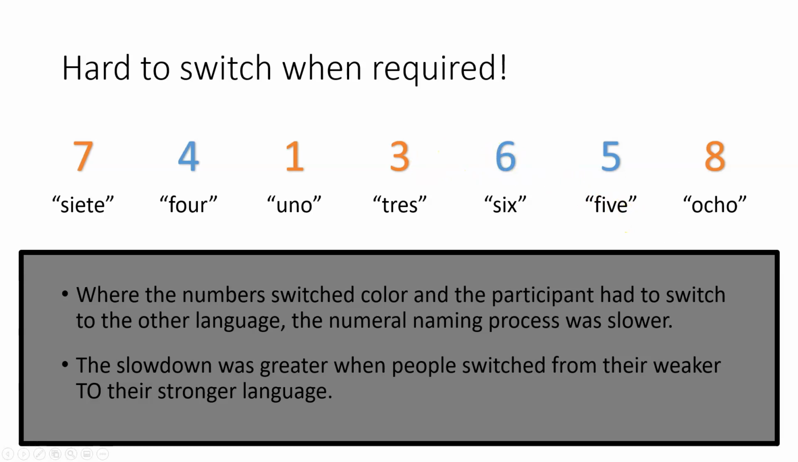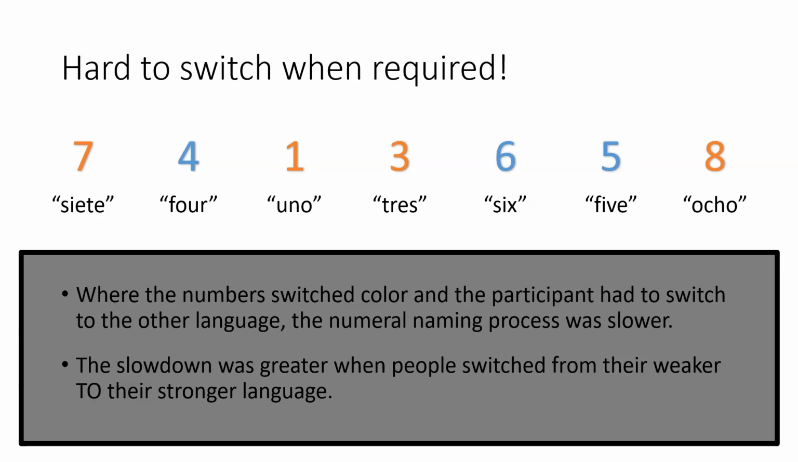This suggests that people were suppressing their dominant language with an extra force in order to make sure that that more fluent language didn't accidentally intrude into the Spanish task. And so it was more effortful because of that cognitive suppression. It was more effortful to switch back into their dominant language.